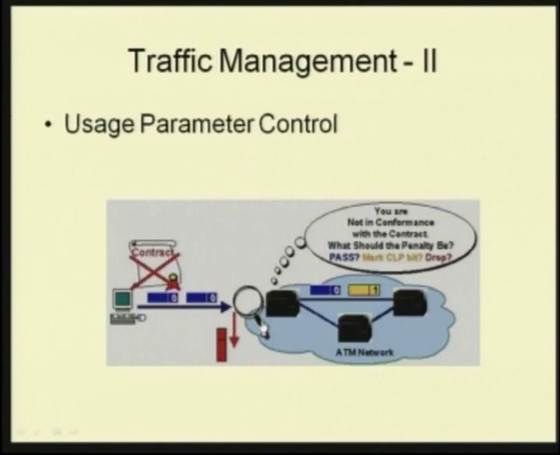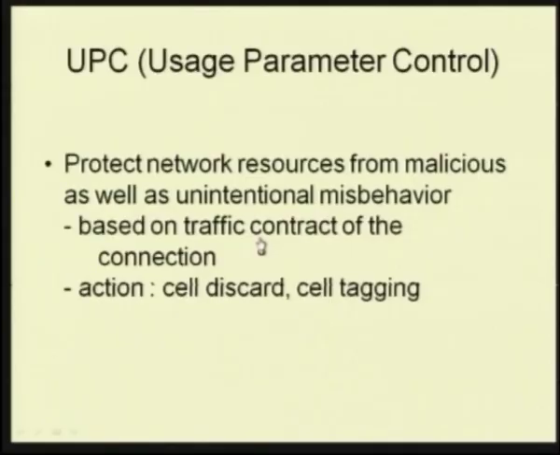So, you can see it is checking whether you are meeting the particular contract or exceeding your contract parameters. What we do here is based on the traffic contract of the connection, and the action that we take is either to discard the cell, or to tag the cell. Cell tagging is done by means of this priority bit that we talked about. If you have tagged the cell, it means that this is a cell sent by a misbehaving user, so it could be dropped if necessary.